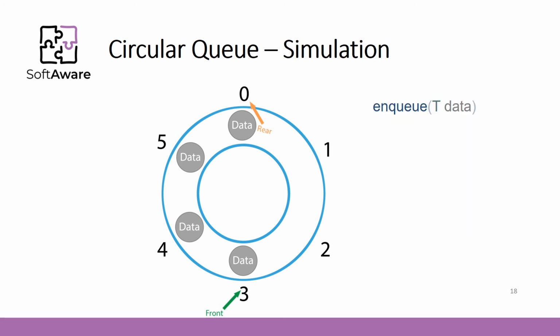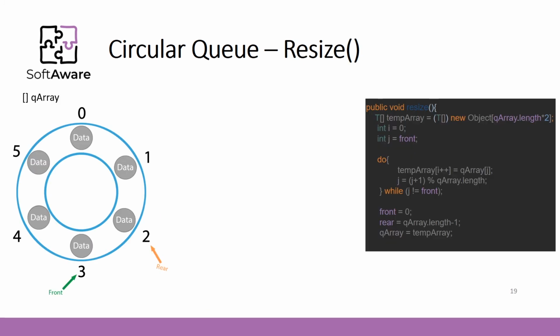To understand how resize works, let's simulate some enqueue operations to fill our array. If we try to enqueue data to our full queue array, it would trigger the resize method, which would increase the size of our queue array. To achieve resizing, we do the following. First, a new local array is created. We named it temp array for better understanding.